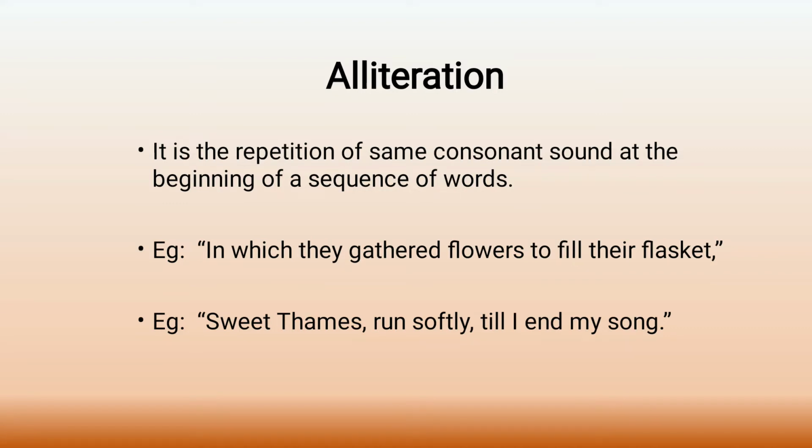Here I have listed two examples taken from the poem. First, "in which they gathered flowers to fill their flasket." It's basket only, but in the poem it is used as flasket. So here we have flowers, fill, flasket. At the beginning of these words, the first sound is f, a consonant sound. That is the case with the first example. The second one is, "sweet tapes run softly till I end my song." Sweet, softly, song: the s sound is the consonant sound repeated in that same line. So this is an example of alliteration.